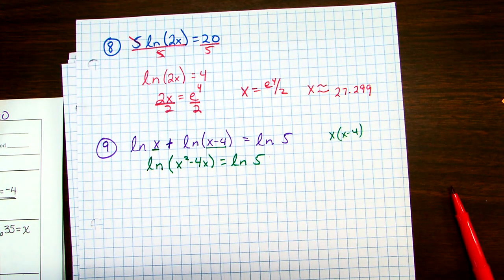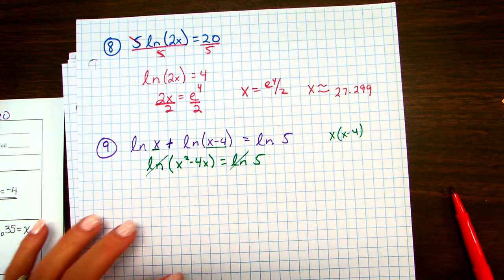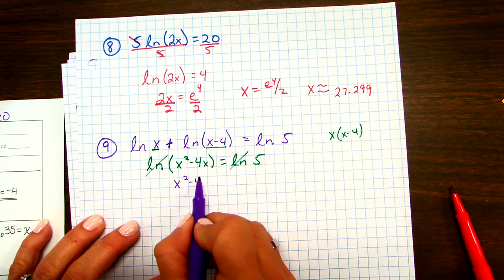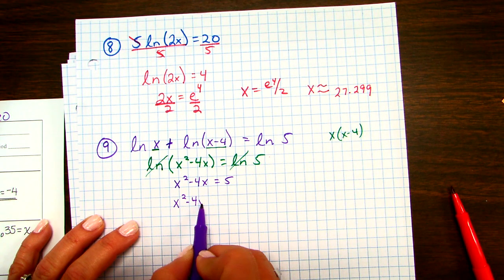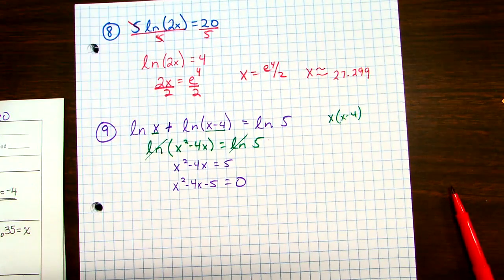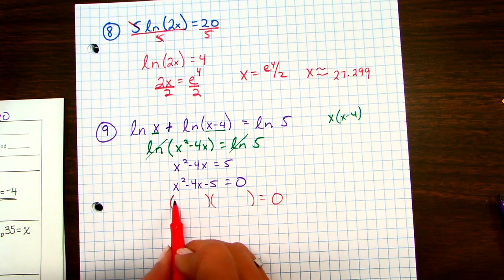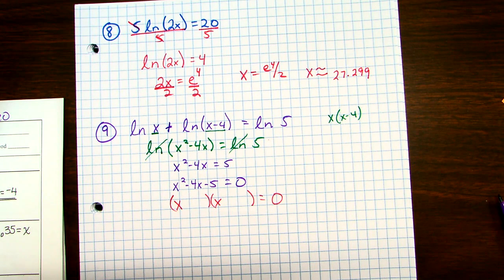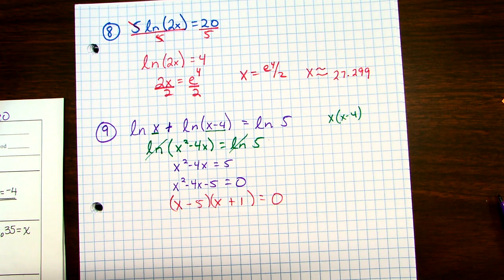And so this is, we like these. We don't have to rewrite it in its other form. We don't even need to worry about the base e. We have the same log on both sides. So we have a quadratic. So I want to get everybody on one side together and factor it. Two numbers that multiply to get negative 5 and add to get negative 4.